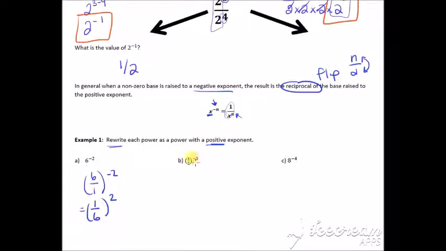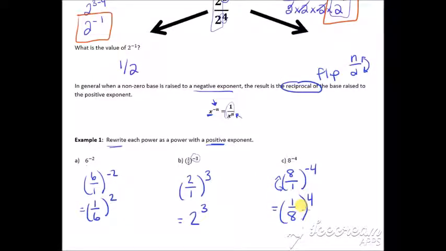We have 1/2 to the negative 3. Because this exponent is negative, let's flip the 1/2. It becomes 2 over 1, and it's raised, instead of to the negative 3, to the positive 3. We don't actually have to write 2 over 1, we can just write 2 to the 3. And the last one, 8 is also known as 8 over 1, and it's raised to the negative 4. In order to make this exponent positive, we flip the numerator and the denominator, and then write it to the positive 4.